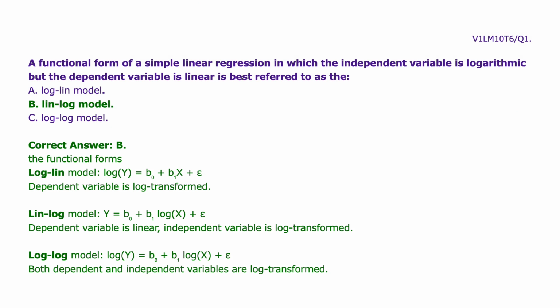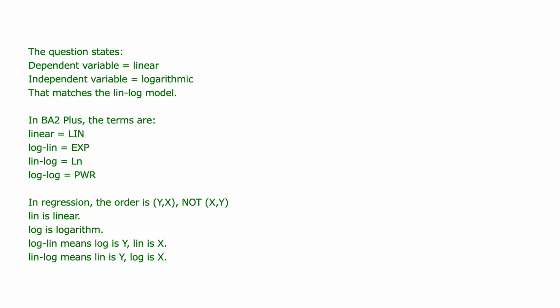The Lin-Log model is explicitly defined as the form where the dependent variable is linear, but the independent variable is log transformed. The Log-Lin model transforms the dependent variable, while the log-log model transforms both. The naming convention follows a specific hierarchy: the first term refers to the dependent variable, Y, and the second term refers to the independent variable, X. Pay attention to the fact that for financial calculators like the BA II Plus, the Lin-Log model is associated with the LN natural log setting.